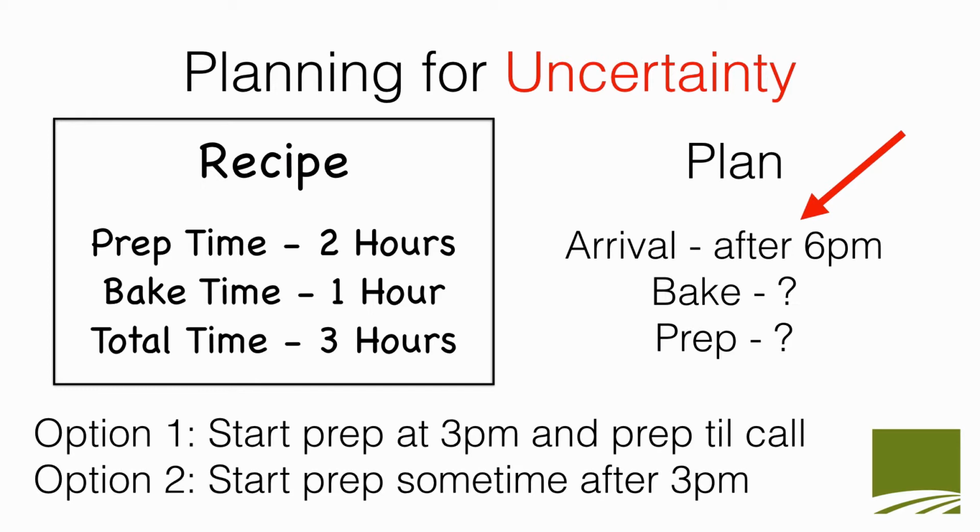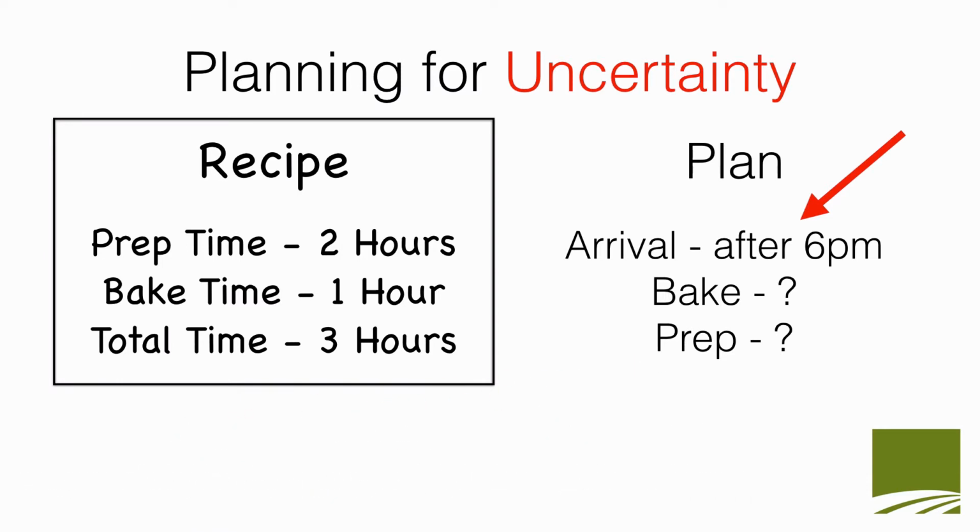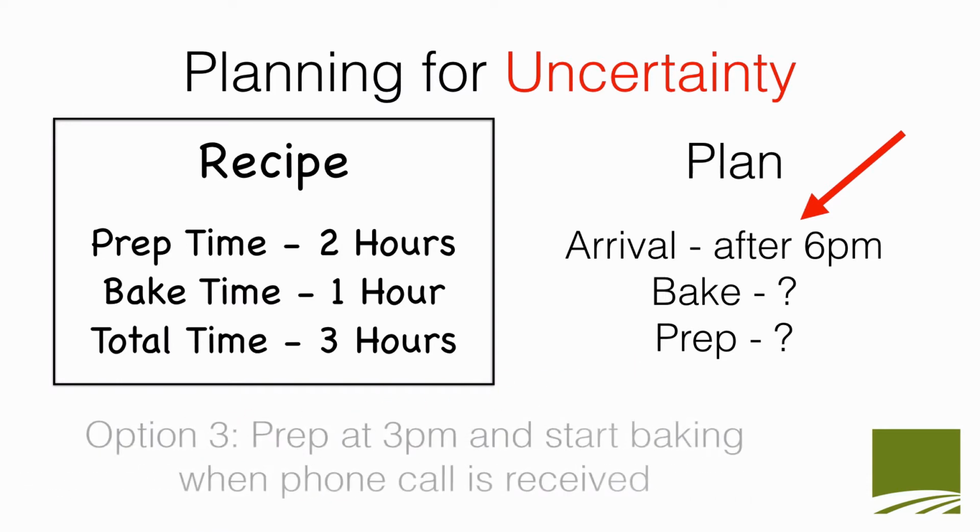Which of these two options would you choose? Hopefully you would say neither. They're both bad options. Why in the world would I start prepping at 3 and continue prepping all the way until he calls? And why would I take a random guess as to when he arrives? So what would you do instead? Are there any other options? Of course there are. The third option is this.